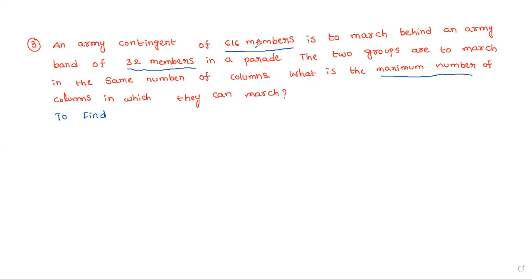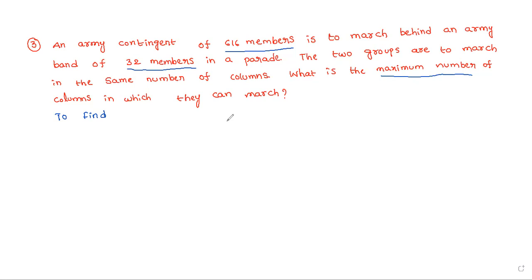An army contingent of 616 members is to march behind an army band of 32 members in a parade. The two groups are to march in the same number of columns. What is the maximum number of columns in which they can march? Did you understand the question? Total 616 members are there. The army band in the parade has 32 members in each column.